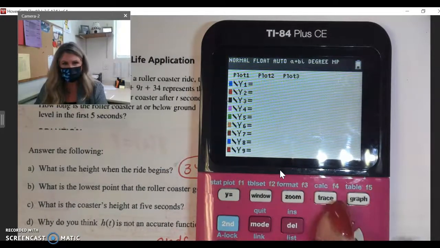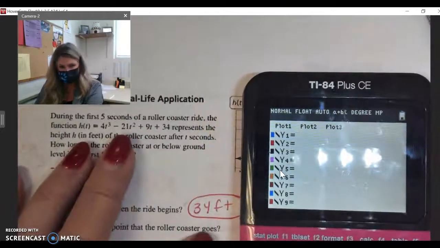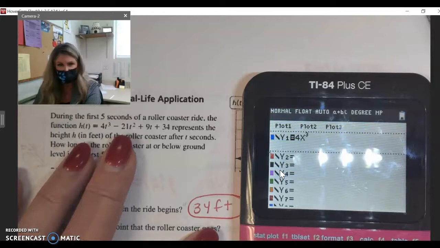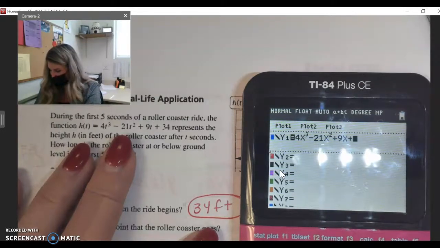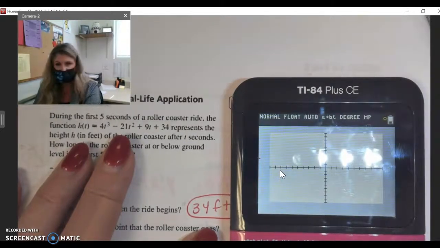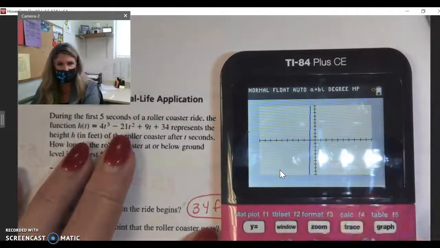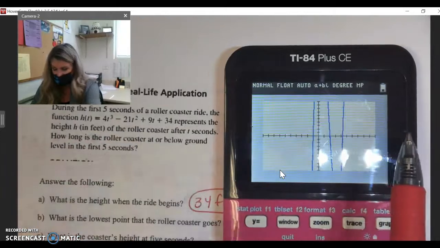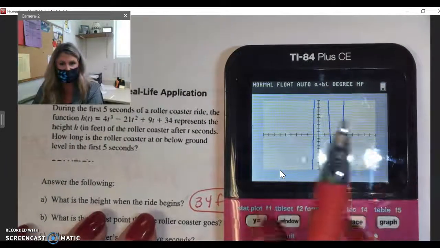So here's what I'm going to do. I'm going to type this in here. We have to use x's. Don't use t's, use x's. You can just watch. You don't have to do it on your calculator. Now, my window's set up. If I do a zoom 6, here's what I see on the standard screen. That's not great for me to see. So I'm going to have to figure out something else for my window.